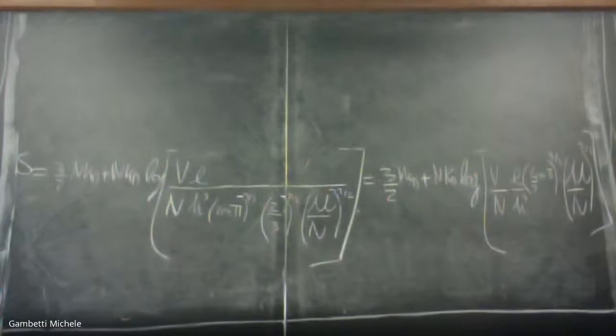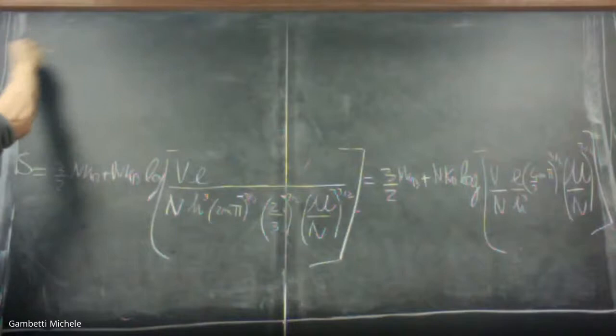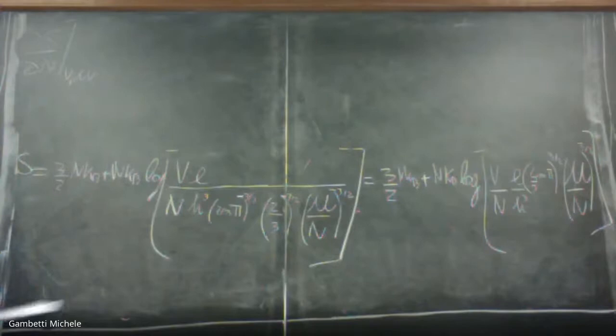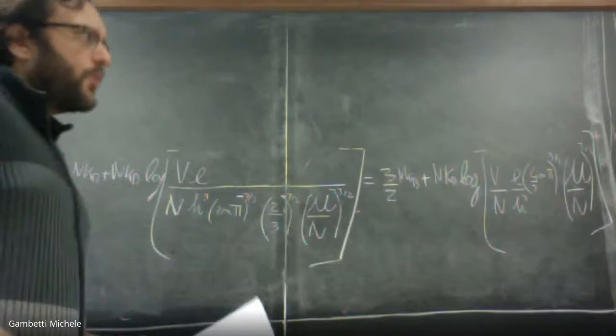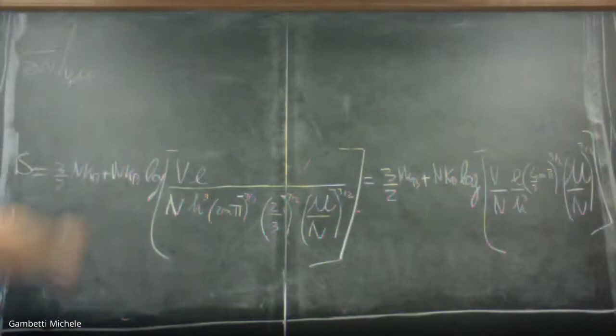So now I can compute the derivative of S with respect to N at fixed volume and fixed internal energy, because here I have an explicit dependence now on V, N, and U. I do not have the temperature in this case. This is the way I have to do this calculation, otherwise I get some wrong result. And so now I can compute this derivative.